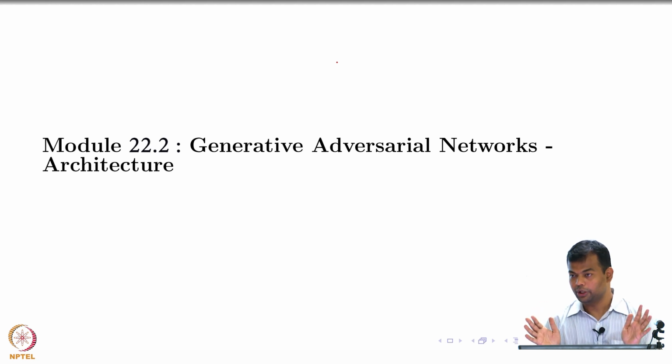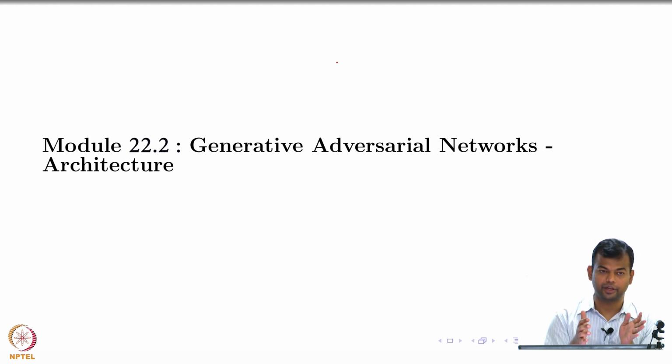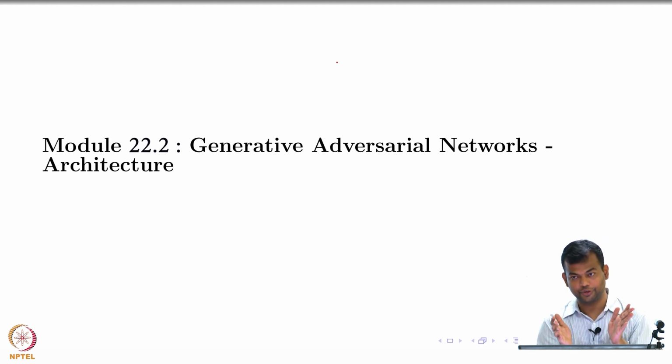Now what I had not told you is that I just said that the generator is a complex transformation which is a neural network, right? But what is this neural network in practice? What do you use for that neural network? Whether you use a feed-forward neural network or you use a convolutional neural network. So that's what we look at in this module.